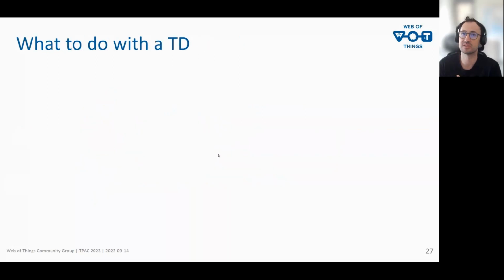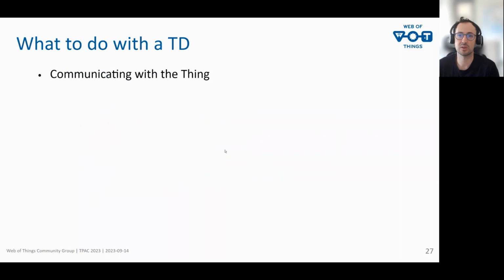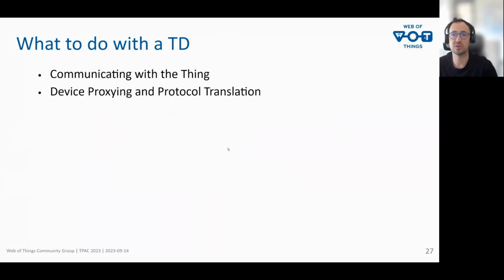So what can you do with a thing description? First of all, you can communicate with a thing. So you can read the whole document and then you can start interacting with it. You can do device processing and protocol translation, meaning you can read one thing description that maybe is written with just one single protocol, like for example HTTP, and then re-expose it back with another protocol.